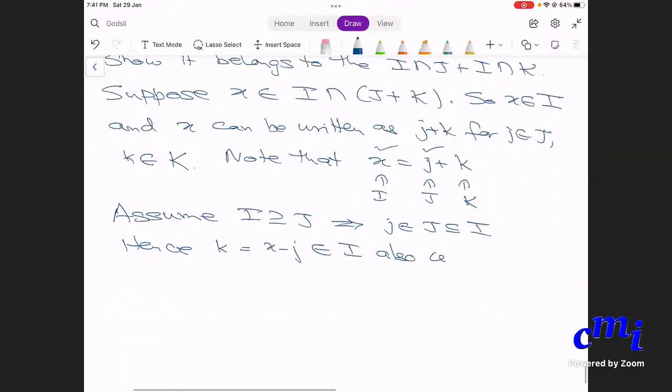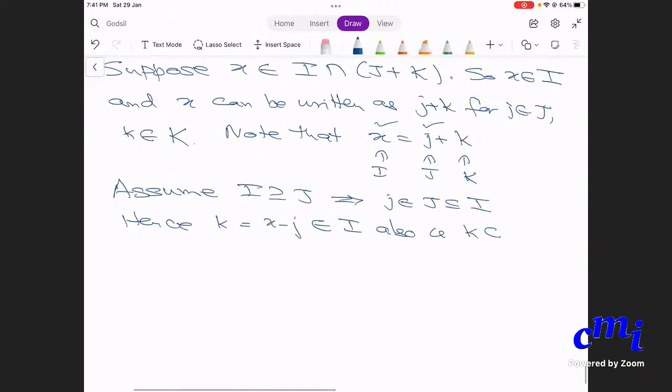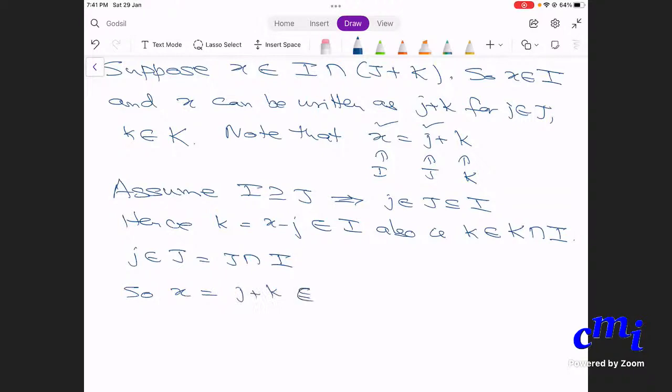That is, this element little k belongs to K and belongs to I also. The element little j belongs to J, which is J intersect I, because J is contained in I. And so x, which is j plus k, is contained in I intersect J plus I intersect K. And that's what we wanted to show. So the intersection distributes over the sum if I contains J or if I contains K. That is the so-called modular law. So this is one thing to notice.